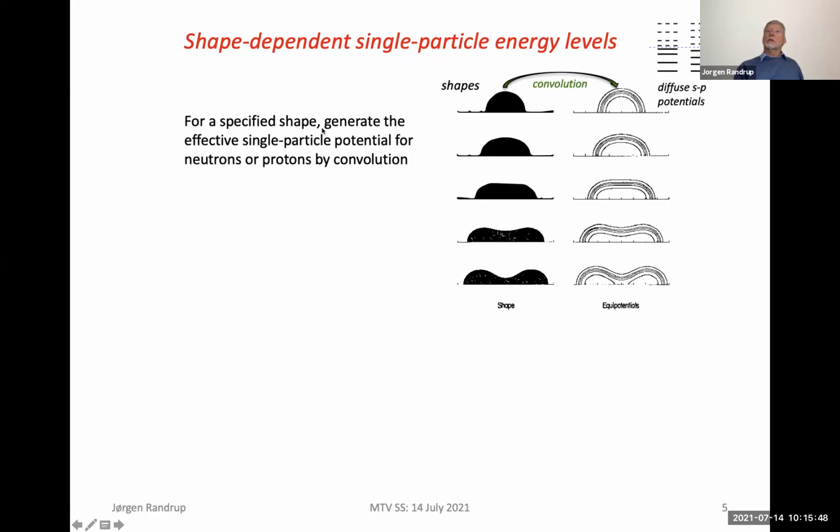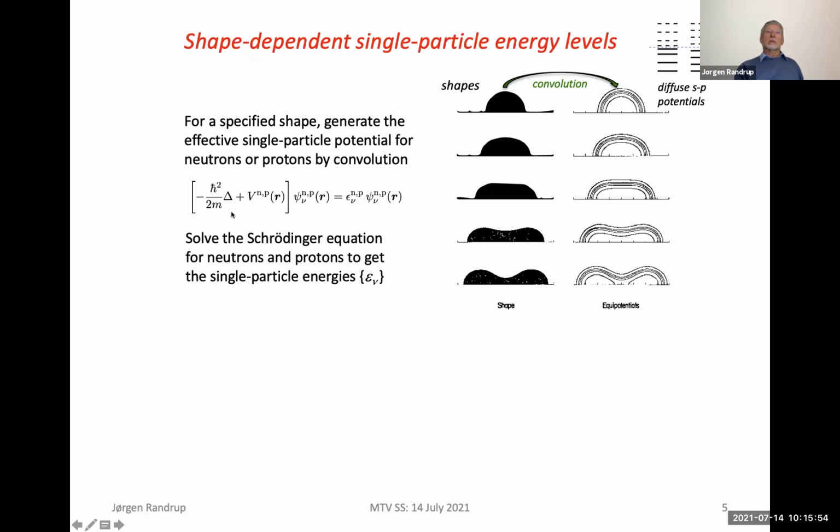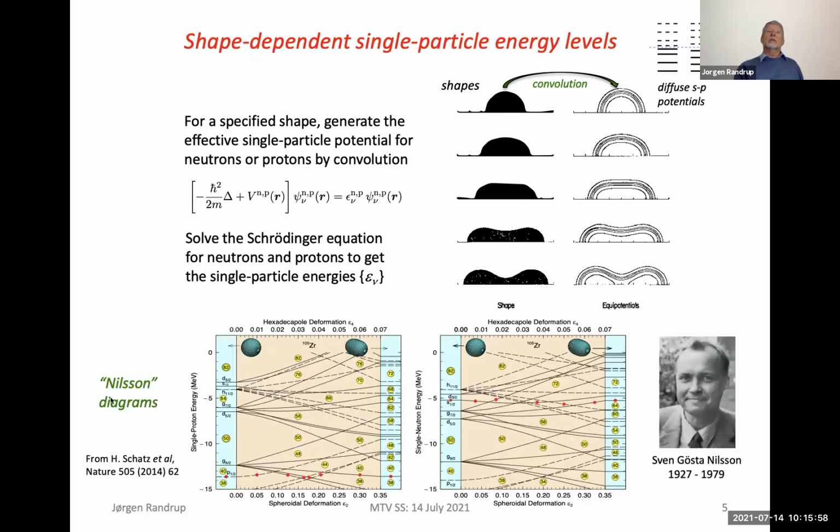So you can calculate this, you take the shape, you smoothen it out to get a potential, you take your single particle Schrödinger equation and calculate the energy levels. And then you see how they depend on the shape. This was first done by Nilsson, therefore they are called Nilsson diagrams. And you see that for spherical shapes, you have these tremendous bunchings, you have big gaps in between, here 50 particle number, 82, and so on.